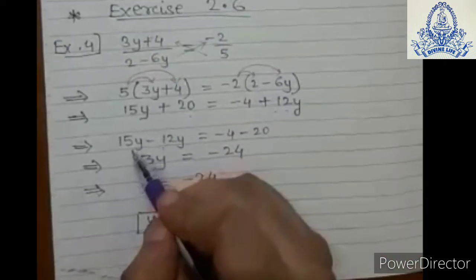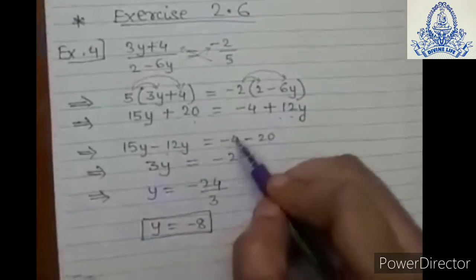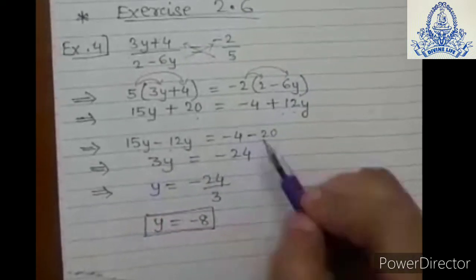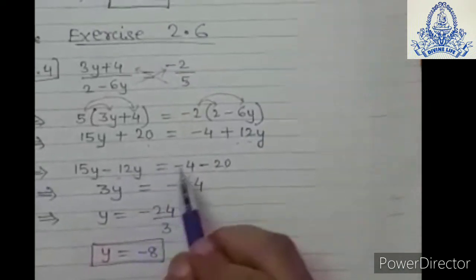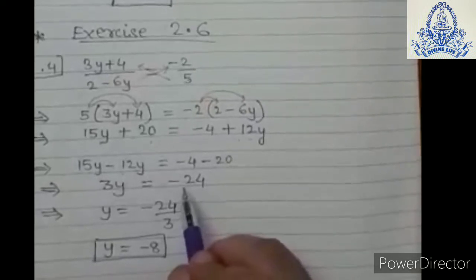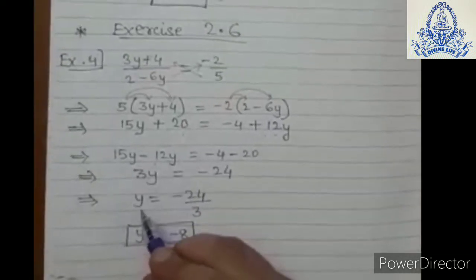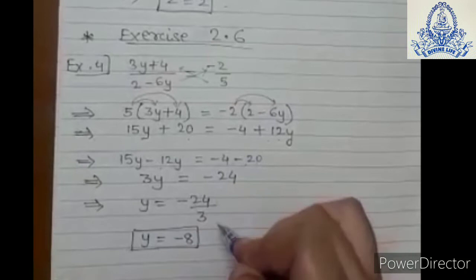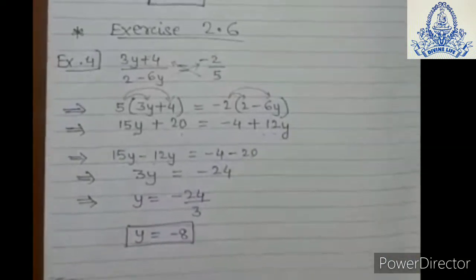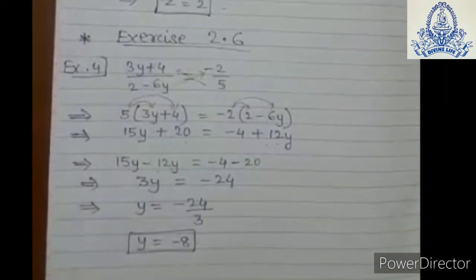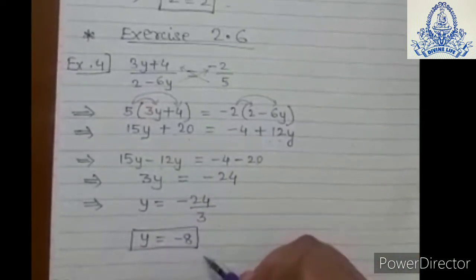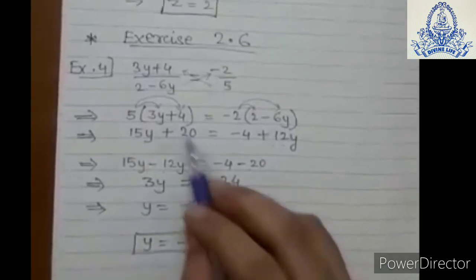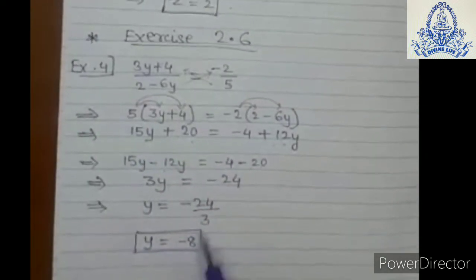So 15y minus 12y is equal to -4 minus 20. Okay, 15y minus 12y is 3y, and -4 minus 20 is equal to -24. So y is equal to -24 upon 3. This 3 will go to RHS, it will be in the denominator. So y is equal to -24 upon 3, that is -8. Okay, so the value of y is -8 for this equation. Now see the next example.